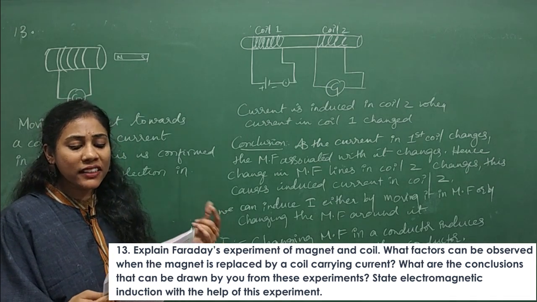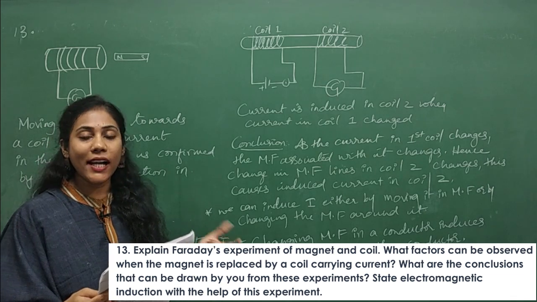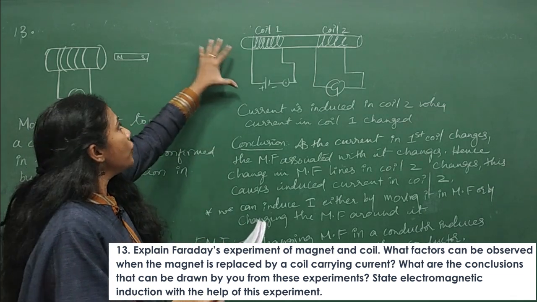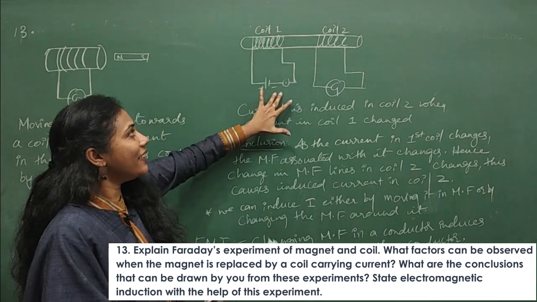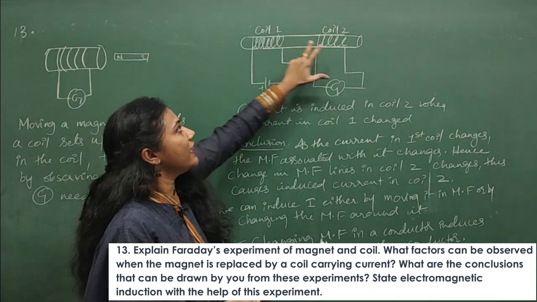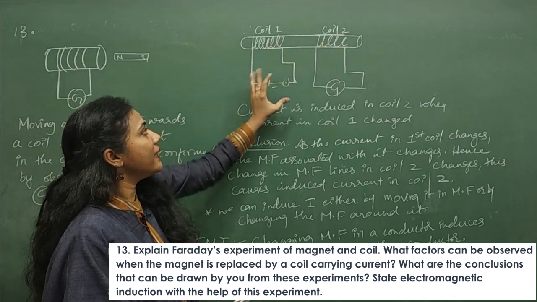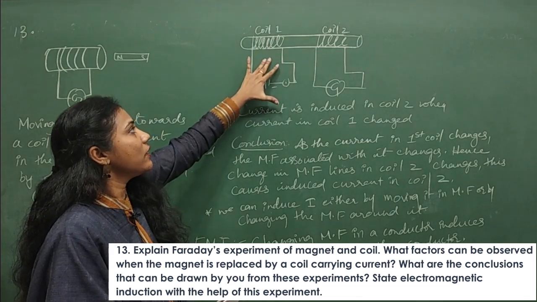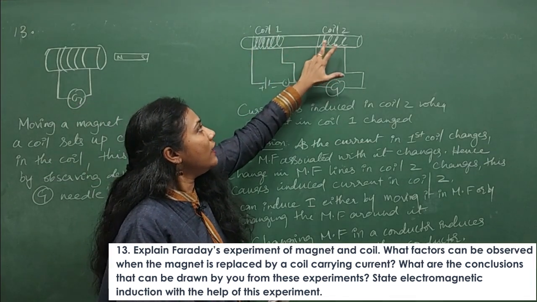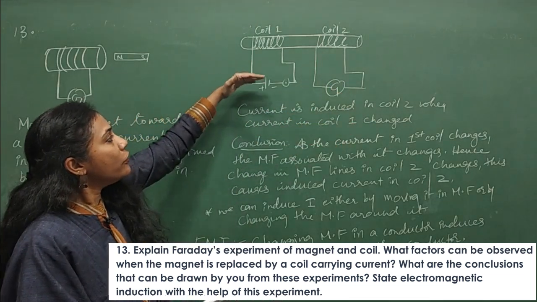Now, what can be observed when the magnet is replaced by a coil carrying current? So this magnet we will replace with another coil carrying current. This is coil 1, this is coil 2. Coil 1 is connected to a battery where we can pass the electric current in this circuit, and the other coil is connected to a galvanometer. So what do we do here?